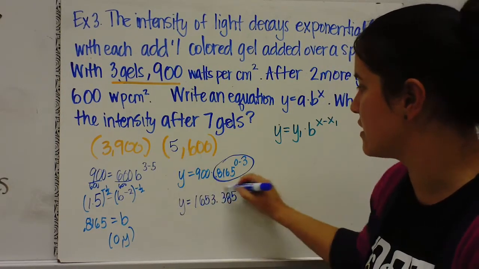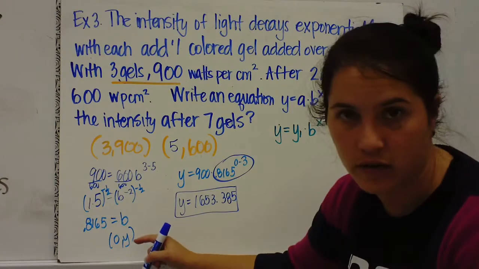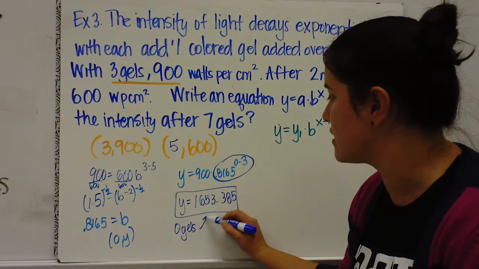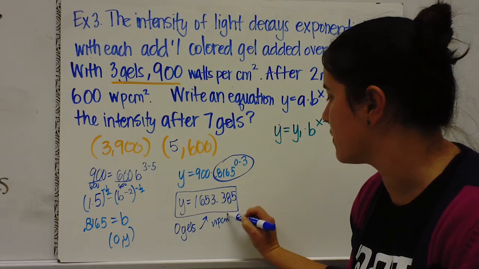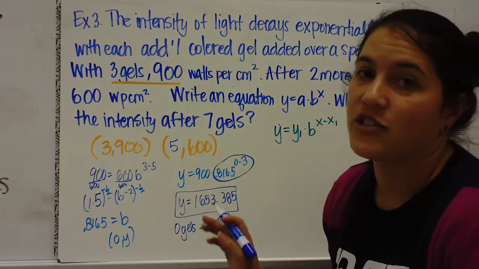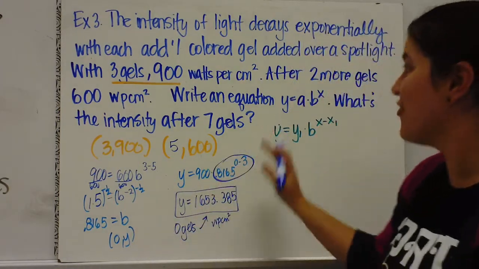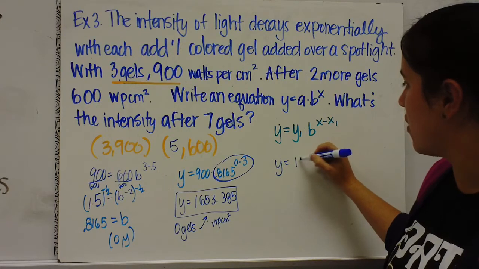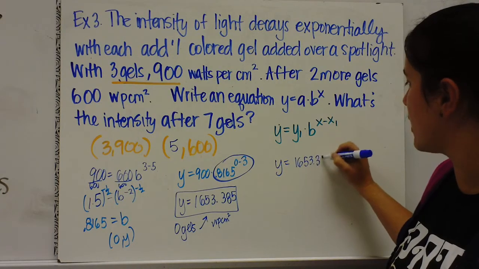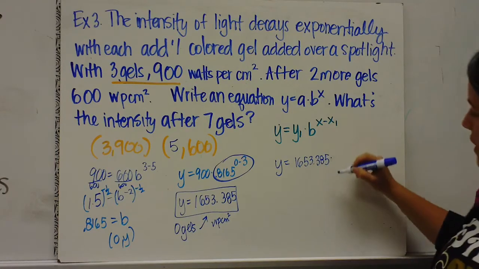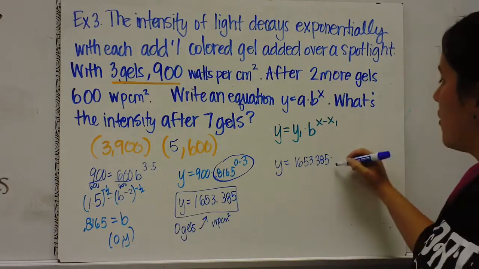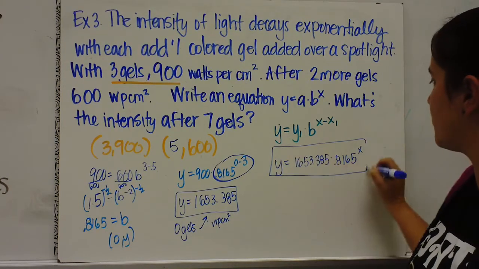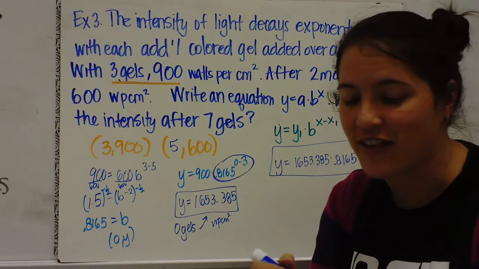That would be your initial value. That would be your initial intensity. So if you have 0 gels, like in this real world problem, 0 gels would give you that intensity, watts per centimeter squared. That is your initial amount. Therefore, we can write our equation, y equals our initial amount, 1653.385, times our ratio, our common ratio, 0.8165 to the x power. Here is our equation. All of that to find the equation.